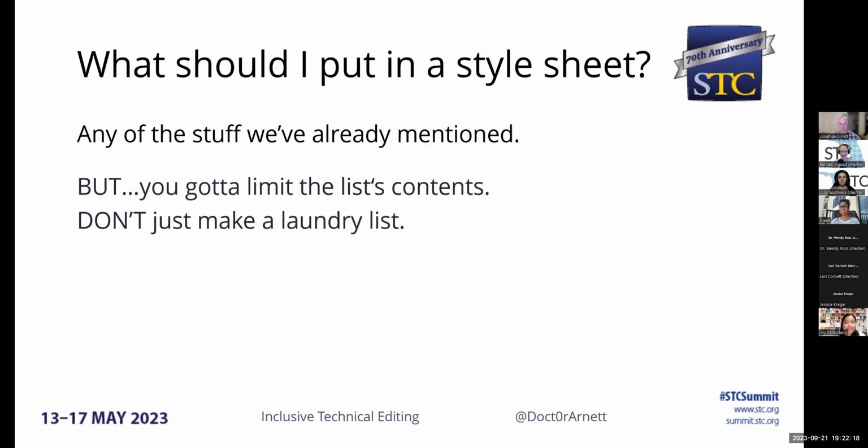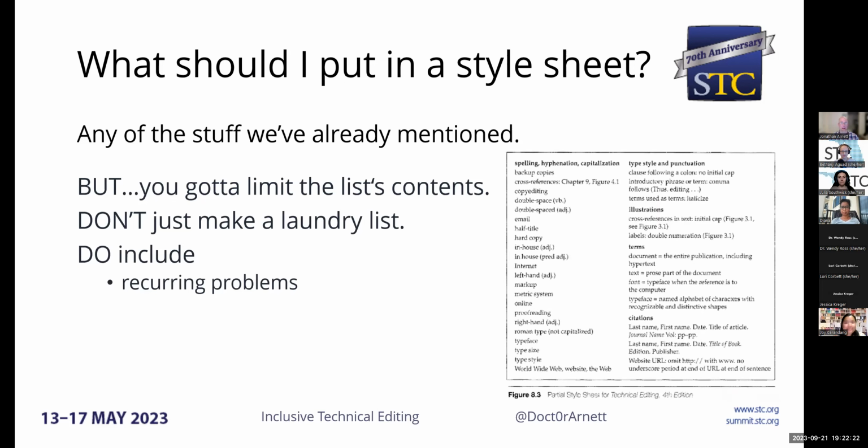Yours may differ. But the point is, when you make a style sheet, you want to include things that keep coming up over and over again. For example, what I've included here is a partial style sheet for Technical Editing, 4th edition, by Carolyn Rude. This is an example from the book that says, hey, these are the things that we had to look for every single time. So for example, email. There's no hyphen in email anymore. We're going to do it this way. For illustration, if we're going to cross-reference in text, we need an initial cap, and they give an example of how to do it. So this sort of thing comes up over and over again.